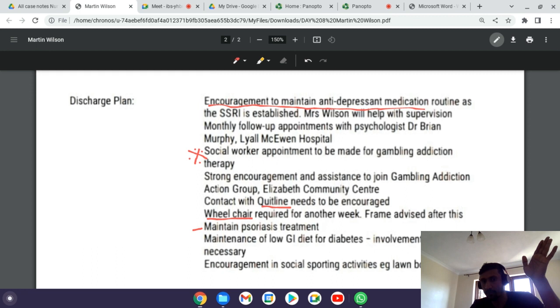Okay, so maintenance of low GI diet for diabetes. Again, the same thing, because we know that the patient is now diagnosed with diabetes as well. So you should mention that in a separate point and club it with that information. We can put that information with the diabetes. Okay, encouragement in social sporting activities. That's why lawn bowls is important now.